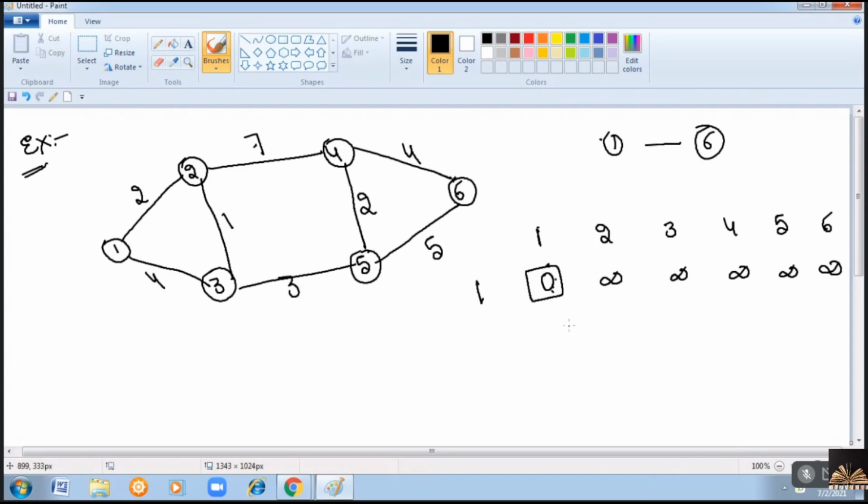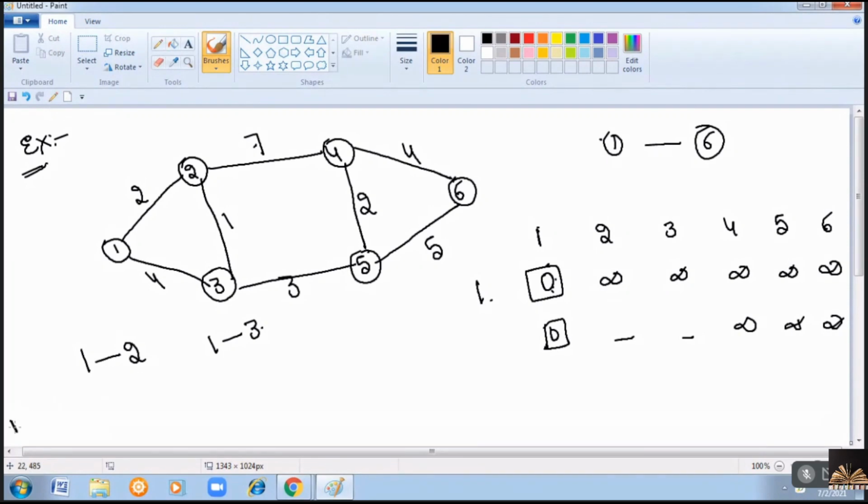Now what you have to do in the second row: create a new row and copy the marked values. Now identify whichever vertices are connected directly to 1. Here you have marked 1 as permanent, so you need to identify which vertices are connected directly from 1. So from 1, 2 is connected, 3 is connected. That means you have to fill 2 and 3. Remaining values will be infinity only. Why? Because you cannot explore them from the vertex 1.